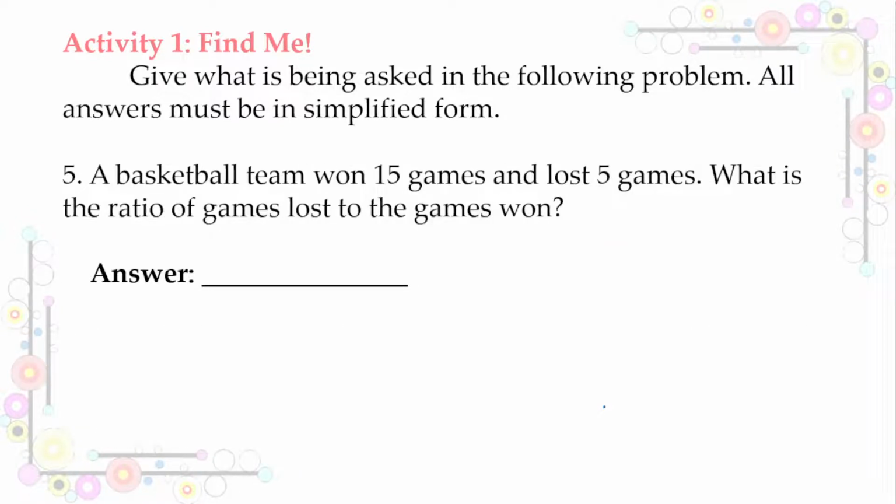Okay? So for the last number, a basketball team won 15 games and lost 5 games. So what is the ratio of games lost to the games won? So the question here is the games lost, which is 5, is to games won, which is 15. So 5 is to 15 is the original ratio. We simplified it. We have 1 is to 3. Why? Because we divide both by 5. So 5 divided by 5, we have 1. And 15 divided by 5, we have 3.